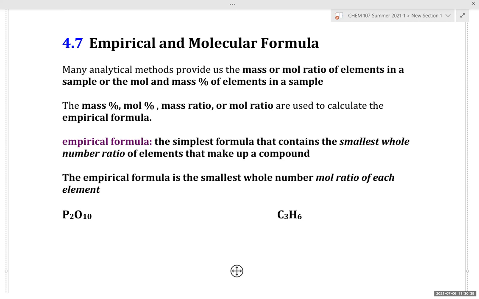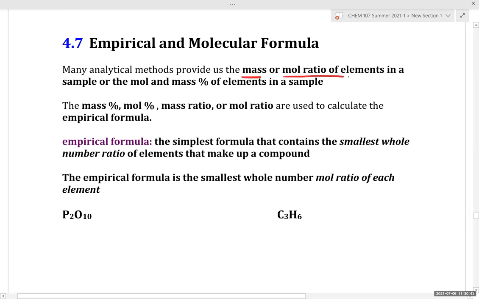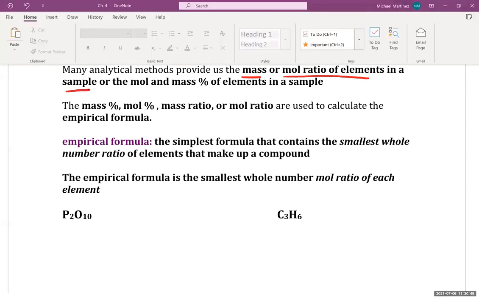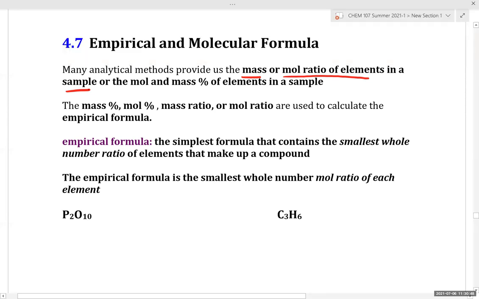Most methods that we use in the laboratory will provide us either a mass or mole ratio of elements in a sample, or these analytical methods are typically able to provide us the mole and mass percent of elements in a sample. Okay? The mass percent, mole percent, mass ratio, or mole ratio are instrumental and can be used to calculate what's known as the empirical formula.